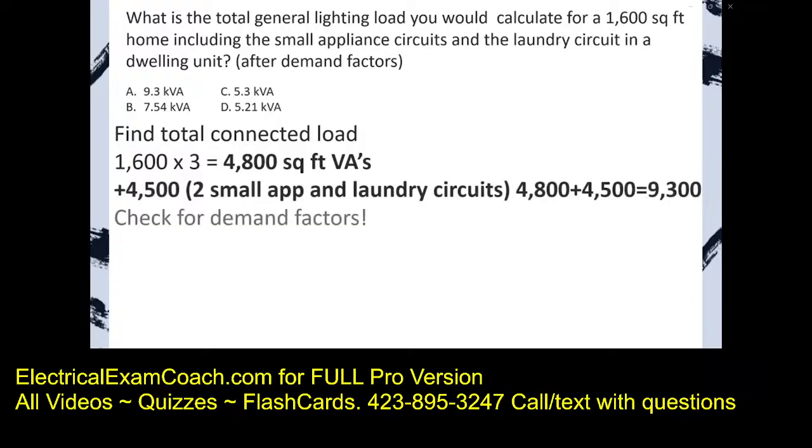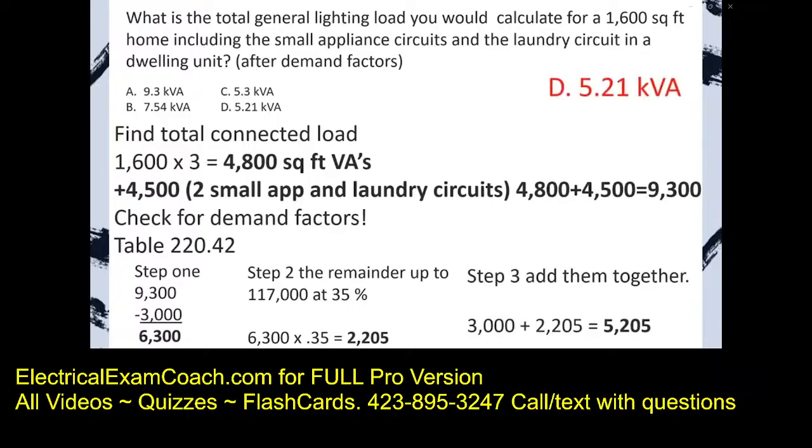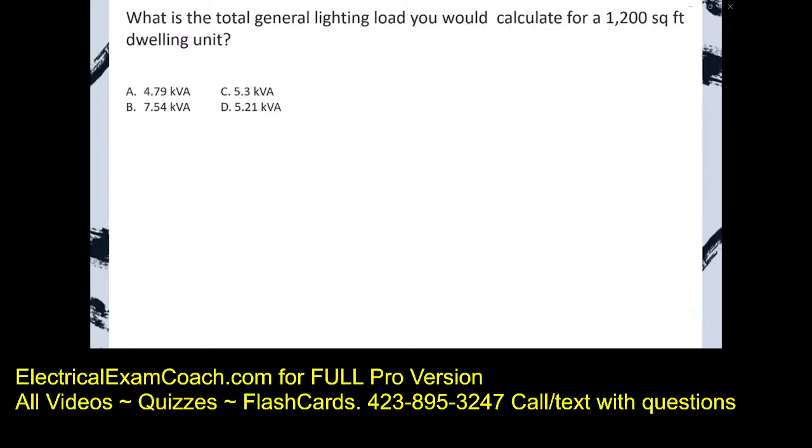Then we take that load and we check for demand factors. We head to table 220.42. We're going to take our first 3,000 at 100%. Then we're going to take that remainder at 35%. Then all we have to do is total the two back together. And we're going to select D. Great job. What is the total general lighting load you would calculate for a 1,200 square foot dwelling unit? Notice that I took out all the pointers that we had in the previous slide.